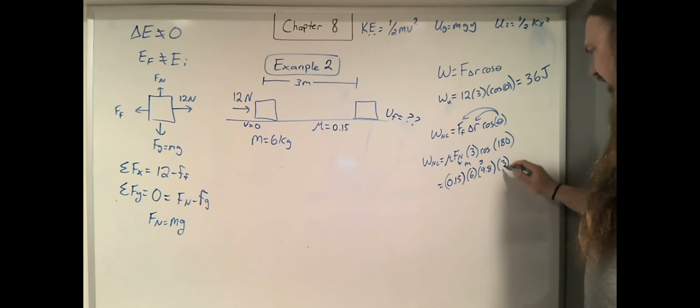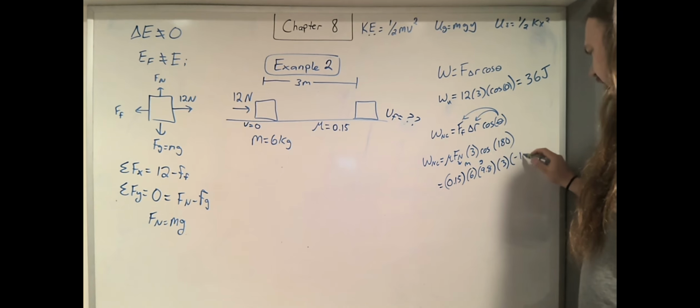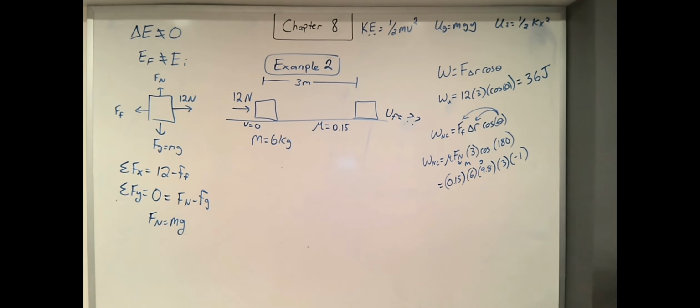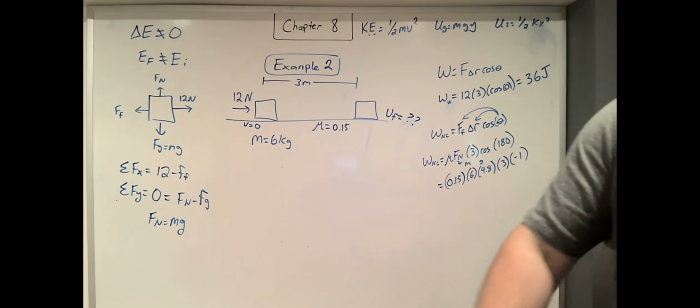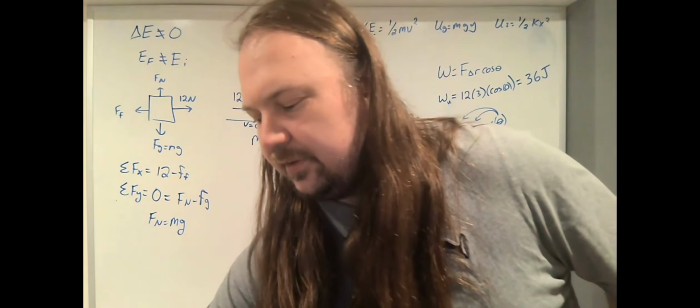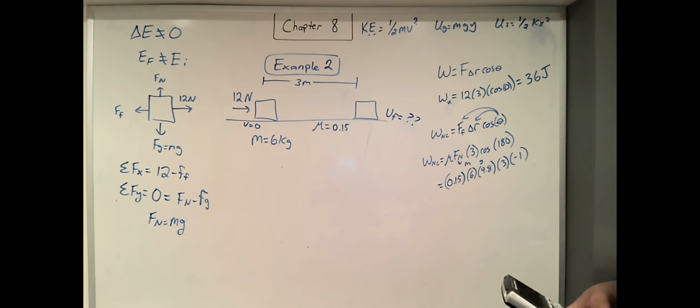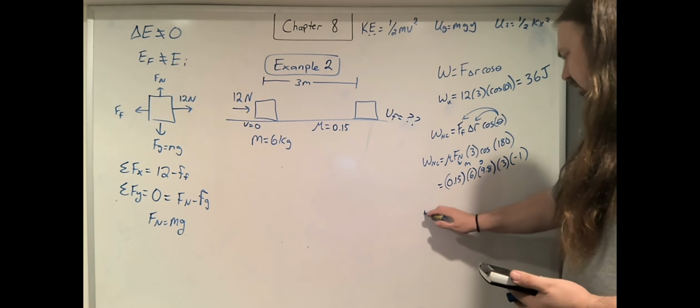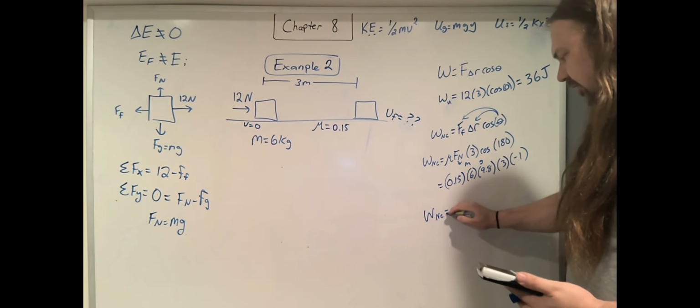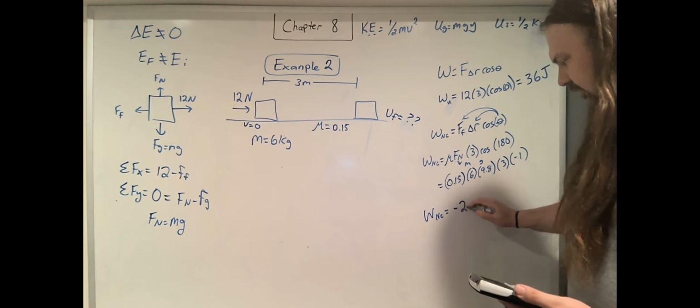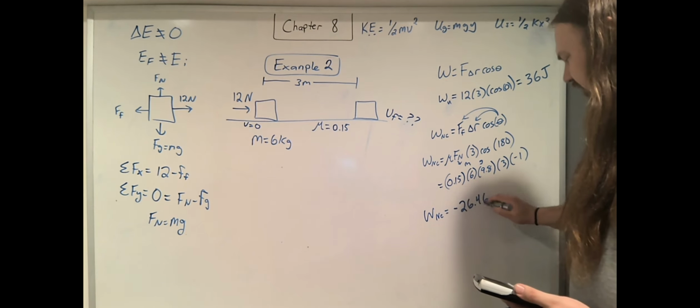I then have 3, and the cosine of 180 is a -1. Okay, so those are just numbers. We can go ahead and punch those into our calculator here. 0.15 times 6 times 9.8 times 3 times a negative 1 gives us the work done by non-conservatives, a negative 26.46 joules.